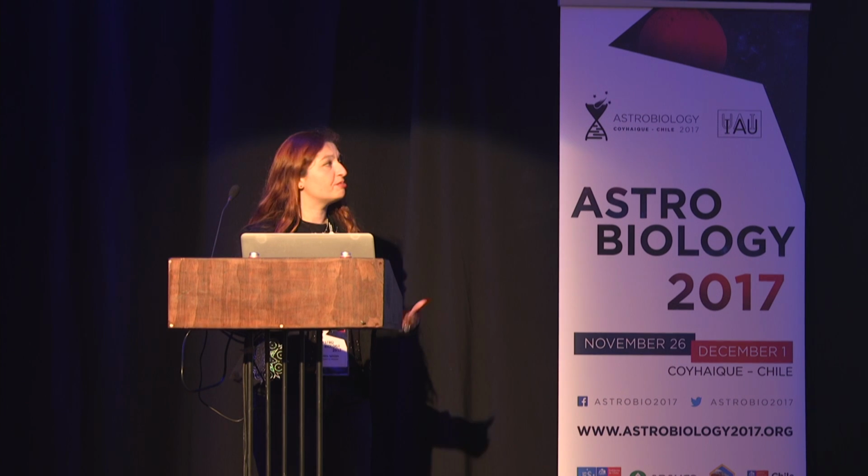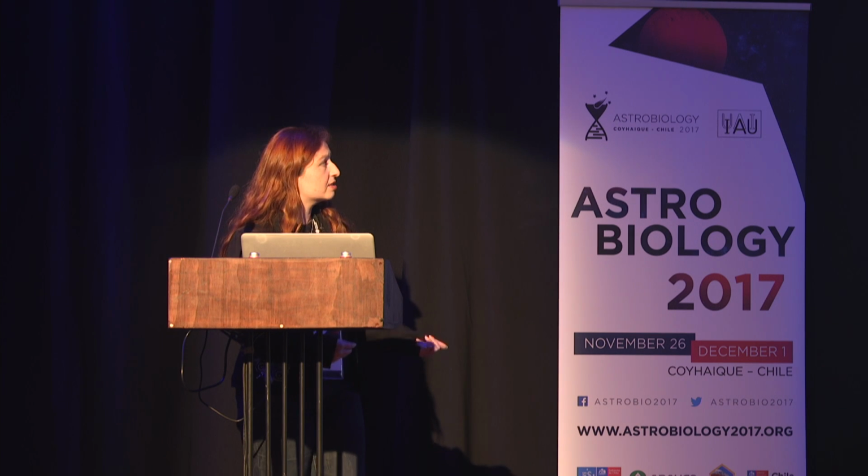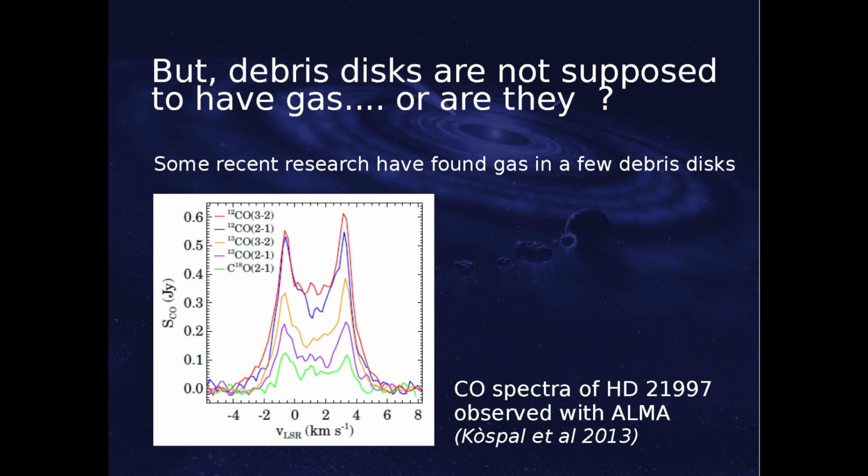So as I said, debris disks, by this stage, are not supposed to have gas anymore. But in the last few years, gas has been found in a few debris disks. For instance, this CO emission found with ALMA. And for this gas, there are two possibilities. It might be residual gas from the earlier stage of the disk, or it might be second generation gas, which can be produced by exocomets, by collisions between dust particles that contain volatiles, or just exocomets evaporating inside the disks.